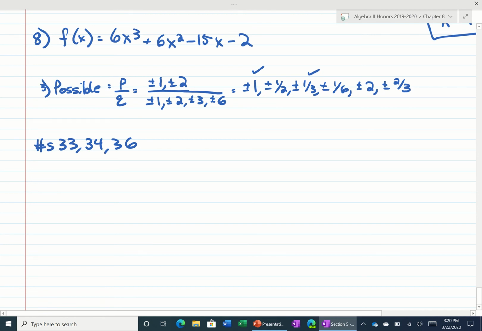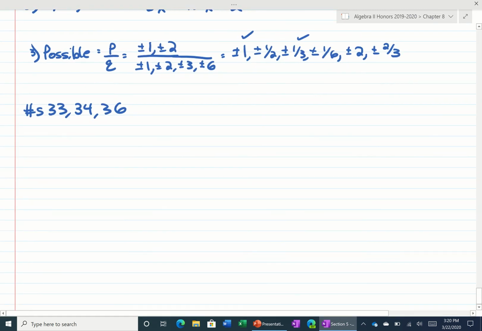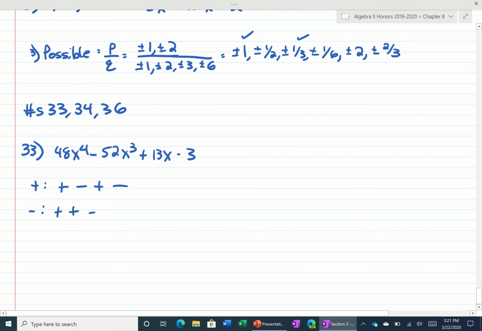Alright, so let's try these out here. So number 33. It's asking us to find all of the roots. And for 33, the problem says we have 48x to the 4th minus 52x to the third plus 13x minus 3. So, the number of positive roots and negative roots, by the sign changes: positive, negative, positive, negative.